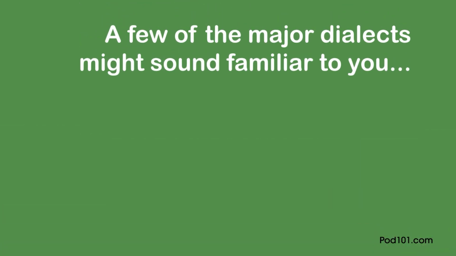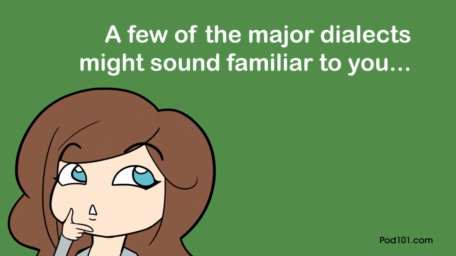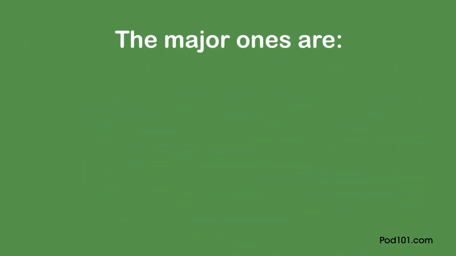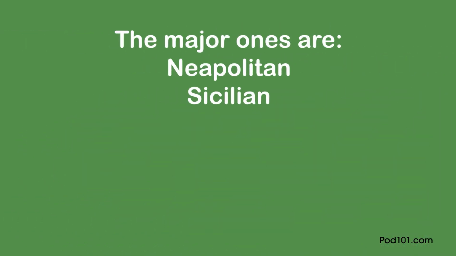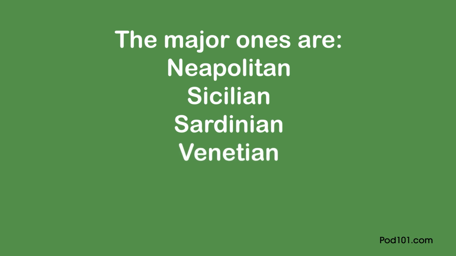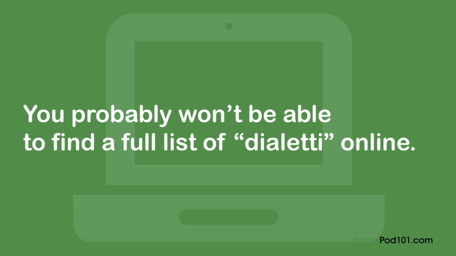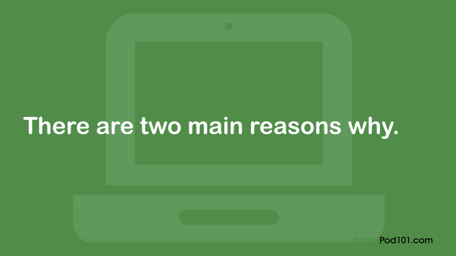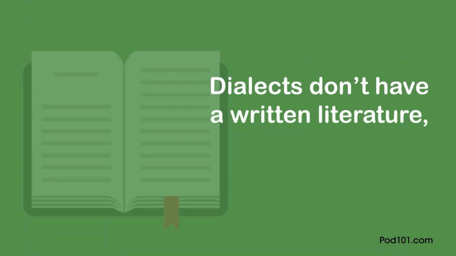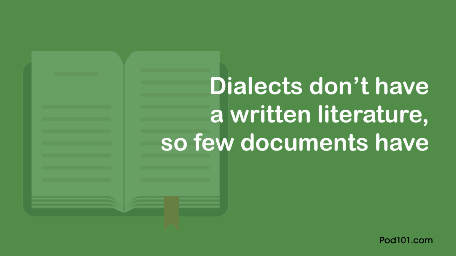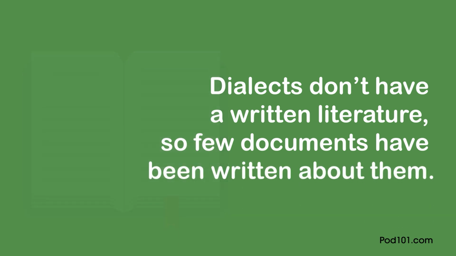A few of the major dialects might sound familiar to you. The major ones are Napolitan, Sicilian, Sardinian, Venetian, and Friulan, and there are a lot more. You probably won't be able to find a full list of dialetti online. There are two main reasons why. Dialects don't have a written literature, so few documents have been written about them.